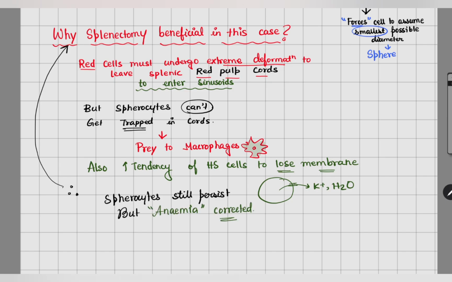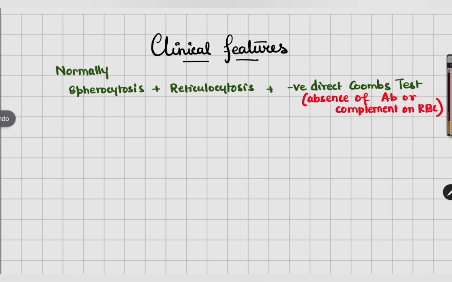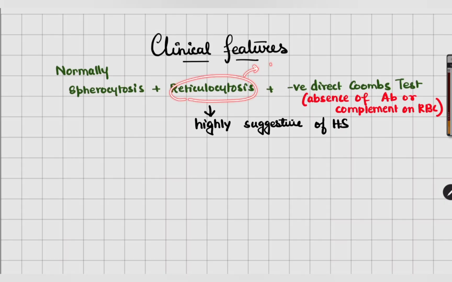Now, let's look at the clinical features. Normally, there will be spherocytosis that can be seen. There can be reticulocytosis, which is highly suggestive of hereditary spherocytosis, and there can also be a negative direct Coombs test. Reticulocytosis happens because when there is anemia, the bone marrow tries to compensate and makes more RBCs, and reticulocytes are the precursors of RBCs, right? And the Coombs test tells us if there is antibody or complement on the RBC, which is not there in case of hereditary spherocytosis. Hence, we get it negative.